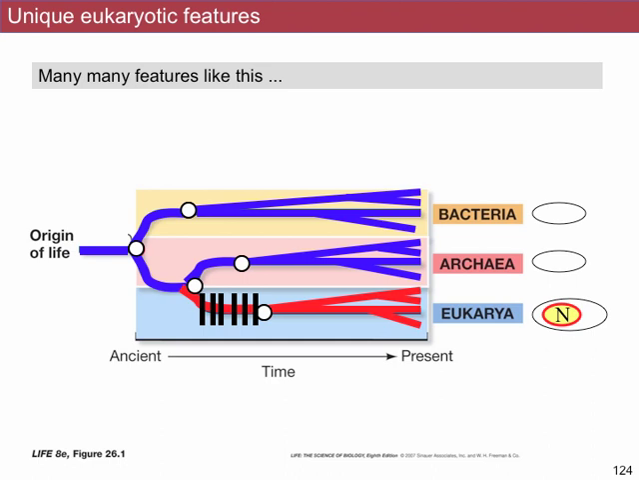So these features do not tell us that archaea and eukaryotes are closely related. They just tell us that eukaryotes have invented all sorts of things since they separated out from the common ancestor they shared with archaea. And we will talk about many of these features in more detail in the next few lectures.